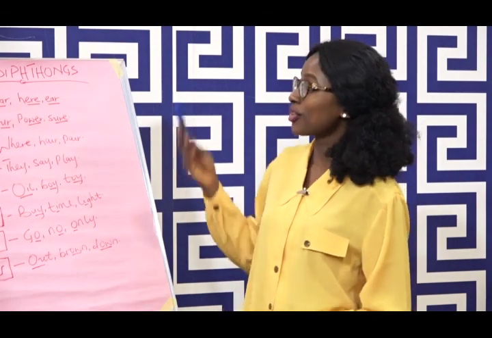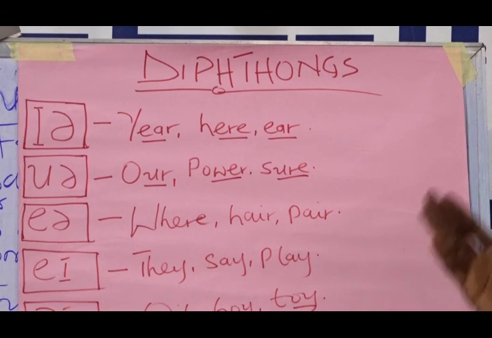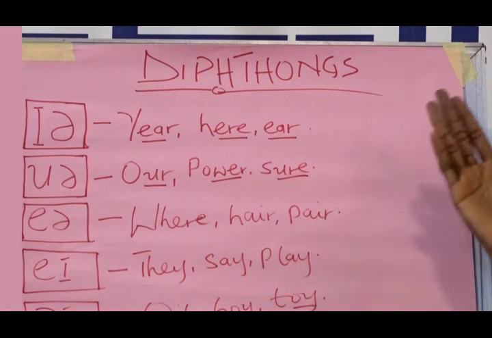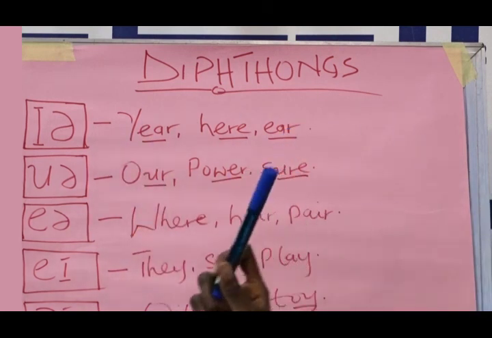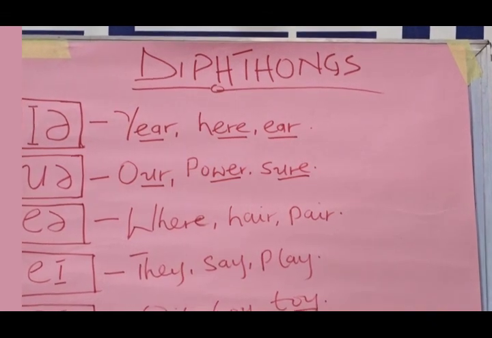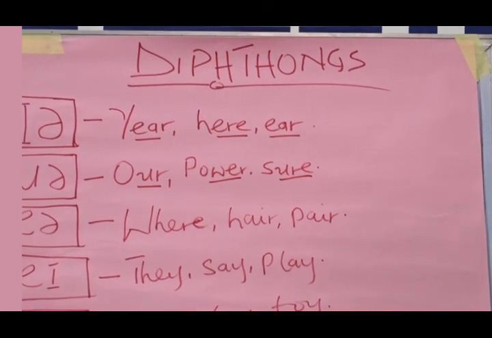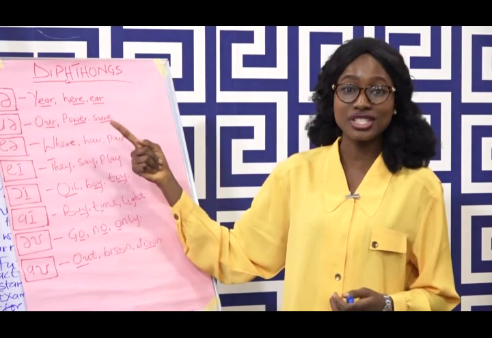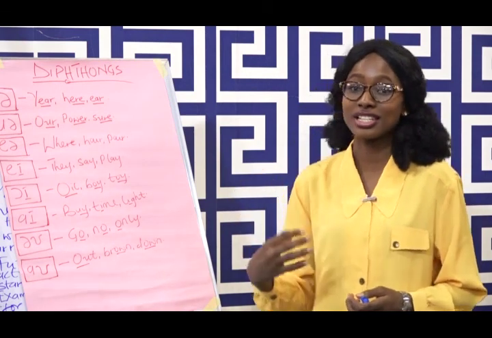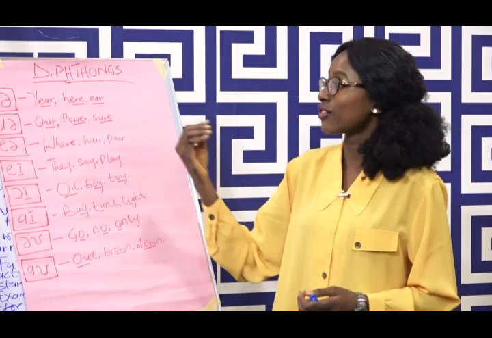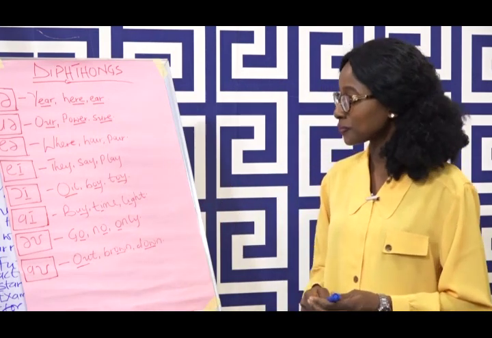Now, we move over to the diphthongs. These are also known, like I said before, as the impure vowels. Now, during the production of the diphthongs, it's not like the single vowels that you produce at a go. The tongue glides, because it's a combination of two sounds, from one sound to another.